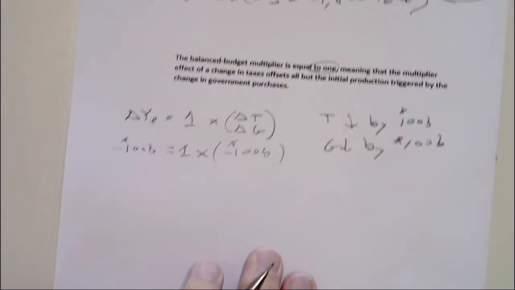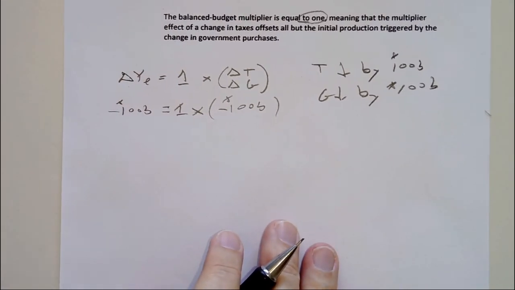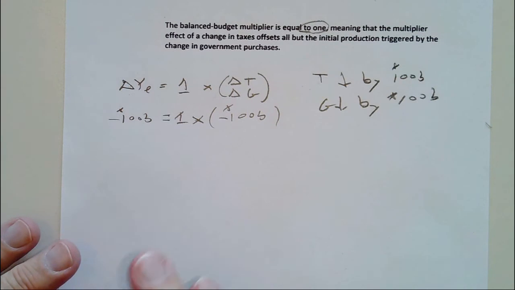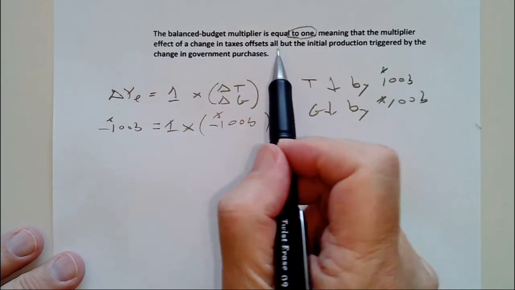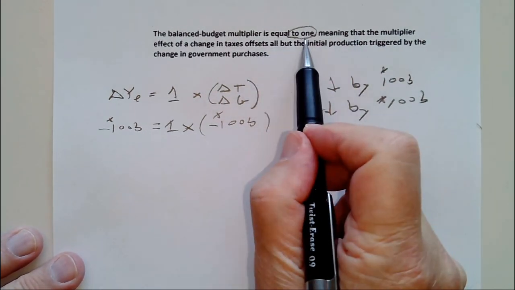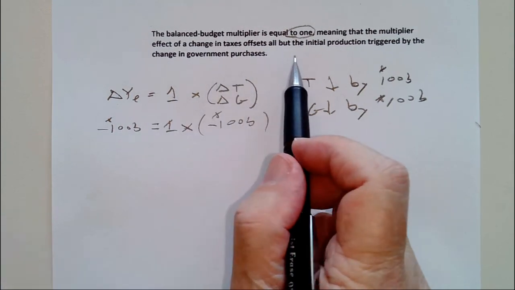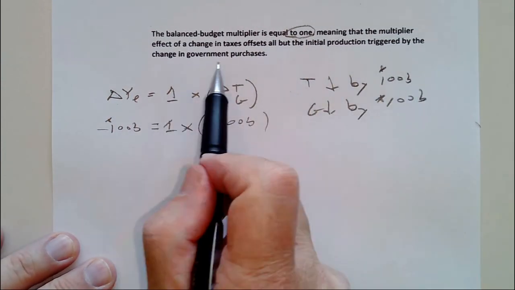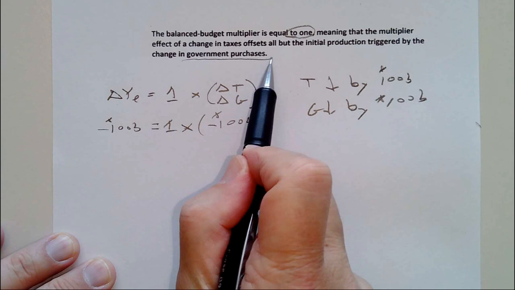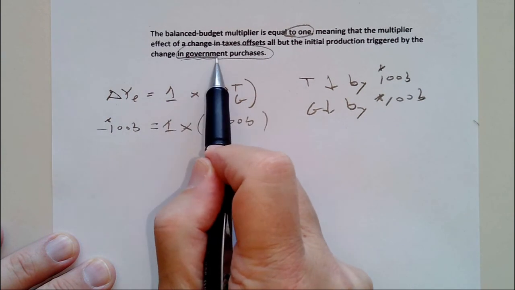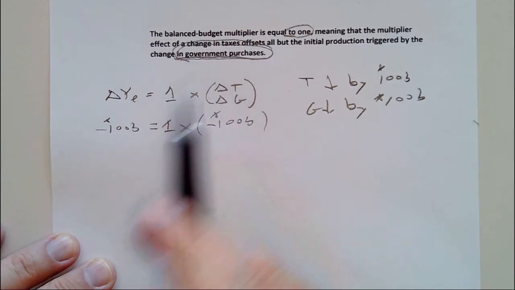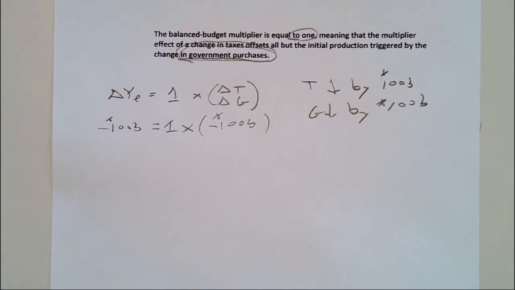So it does cancel out in the budget, but it doesn't cancel out in terms of the effect on the economy. That's because the tax effect is again going to be a little bit weaker. So the balanced budget multiplier is equal to 1, always the case, meaning that the multiplier effect of a change in taxes offsets all but the initial production triggered by the change in government purchases. So the taxes have just a little bit weaker effect and negate almost all of it except for that initial amount. So it negates all the multiplier effects of the government purchase decrease or increase, but not that initial impact. And that's the end of lecture 1.